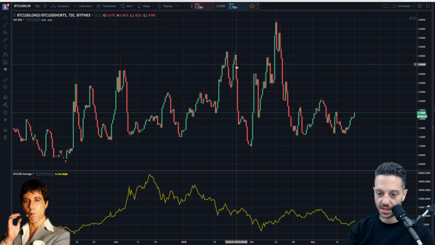So we see the longs decreasing in comparison to shorts, meaning the shorts are increasing. But look at where the price is. It hasn't bottomed out yet, right? So here you see this is where the bottom of the longs versus shorts is, for this period right here. But the price hasn't bottomed out yet.